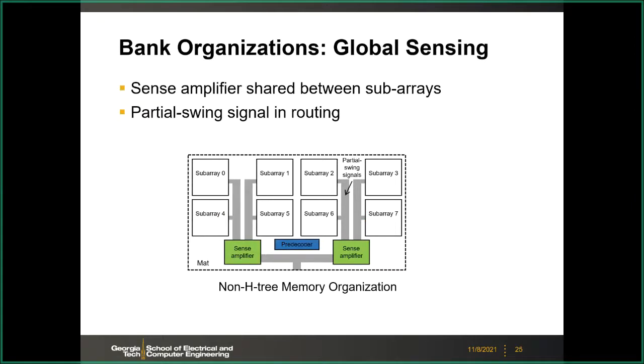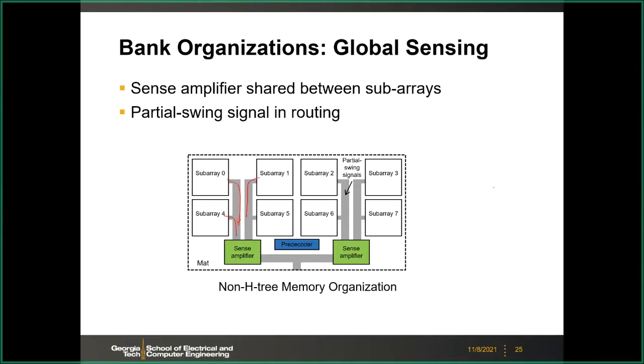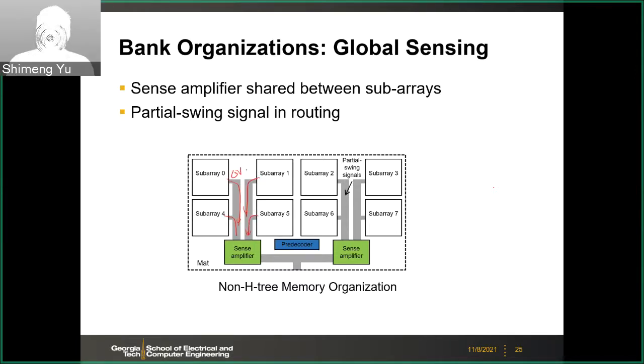And then the other design could be global sensing. That means if you want to save the area, you can share those sense amplifiers at the edge. You don't need to have them individually. Then you will have the partial swing signal. That means an analog signal, like your delta V or delta I, going through the routing. So here, those are the delta V or delta I. And then the sensing happens at a higher level.